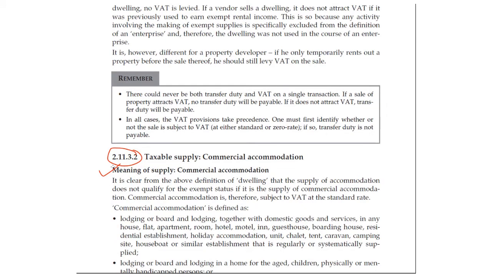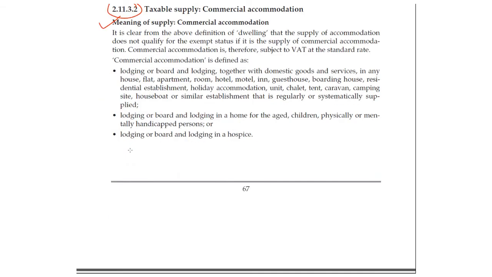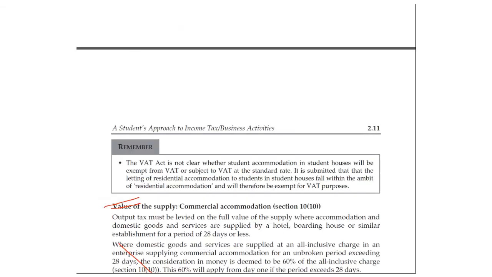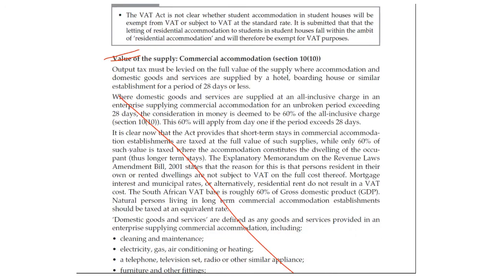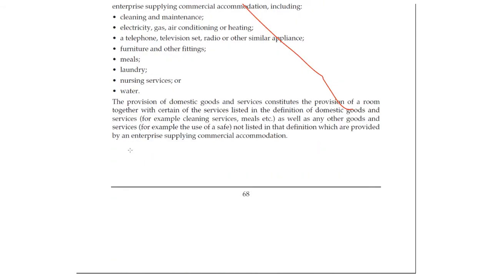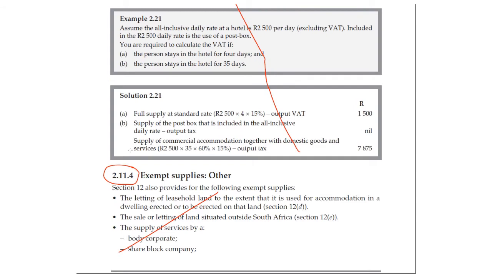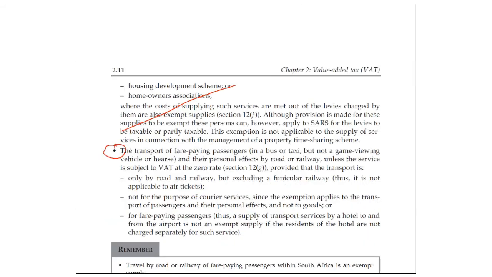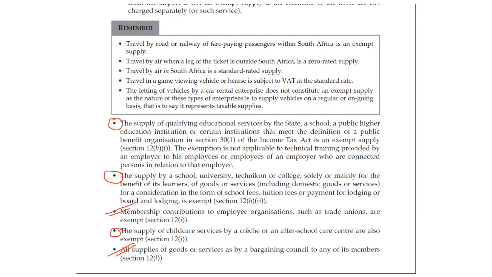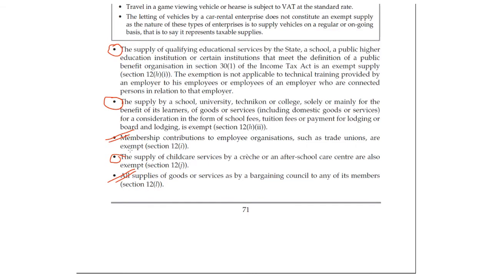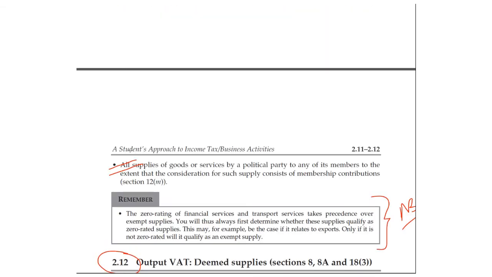Then if you look at 2.11.3.2, commercial accommodation, in EBAL 2708, we only look at the meaning of what a supply is in terms of commercial accommodation. So the rest that relates to the value of supply, you leave. So you will basically leave page 68, 69, and then up until page 70, because we will also only do a bit of 2.11.4. You'll see I circled it, but the first 3 bullets we don't do. We will look at the transport of fare-paying passengers, educational services, supplies by schools, as well as childcare services by a creche or an after-school care centre.